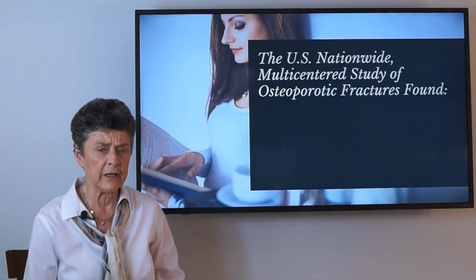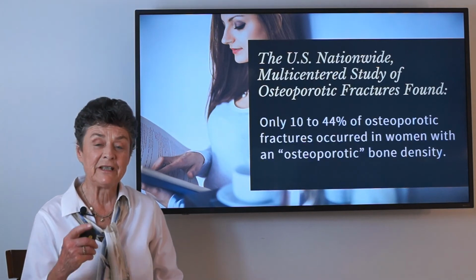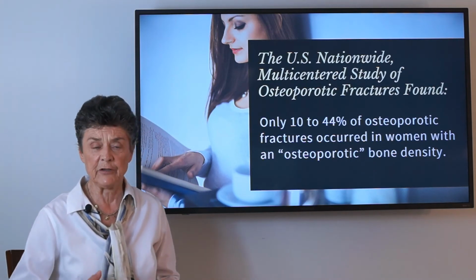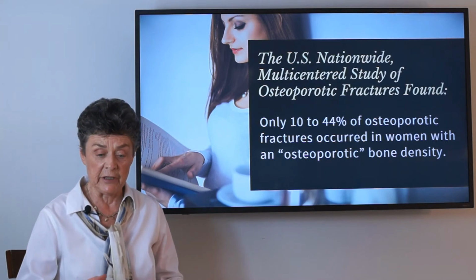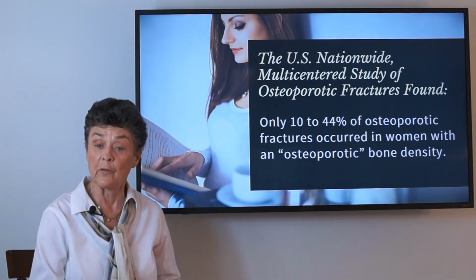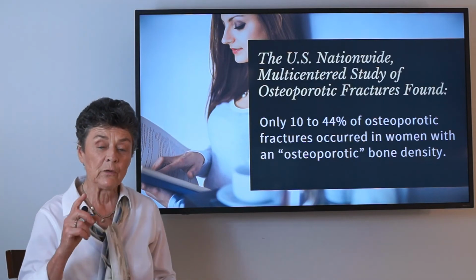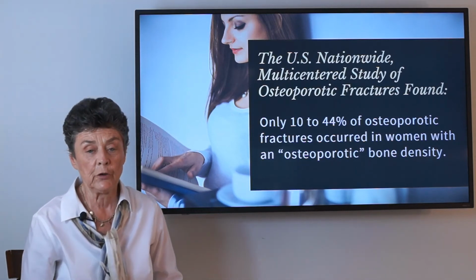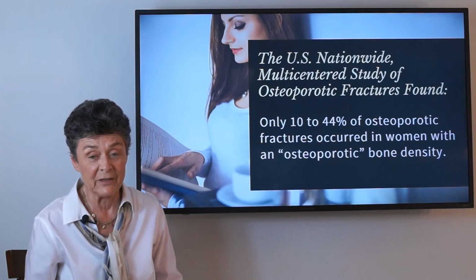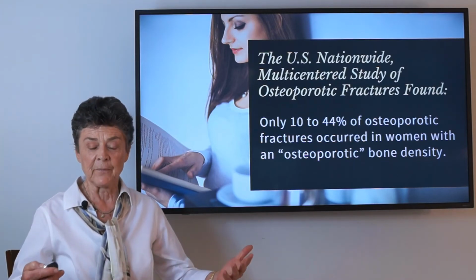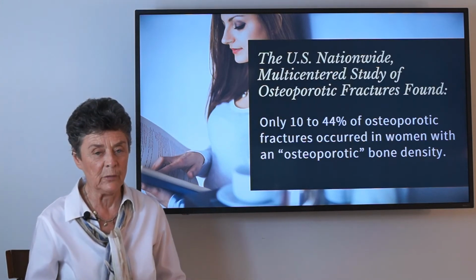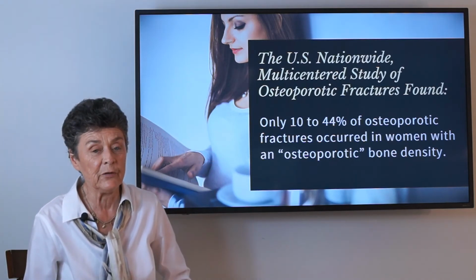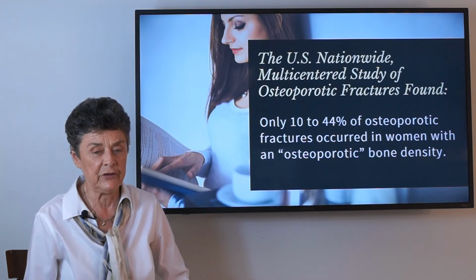In another large survey of osteoporotic fractures, they found that only 10 to 44% of osteoporotic fractures, and by that we mean a fracture that occurs with low trauma, typically a fall from standing position, occurred in people with osteoporotic bone densities. If you fracture, that's considered an osteoporotic fracture. So as you see, most fractures occur in people who don't have extremely low bone density. What does it remind us of? It reminds us that there are many other things that are important to making bone strong and resistant to fractures than just bone density.